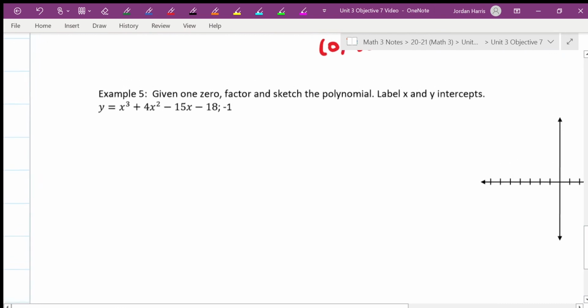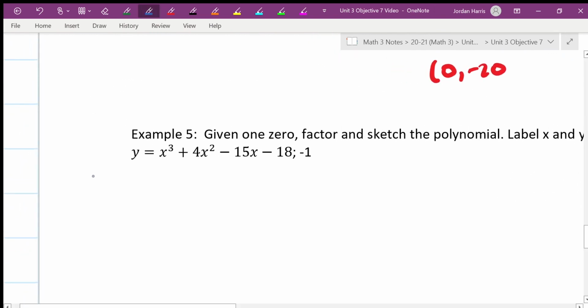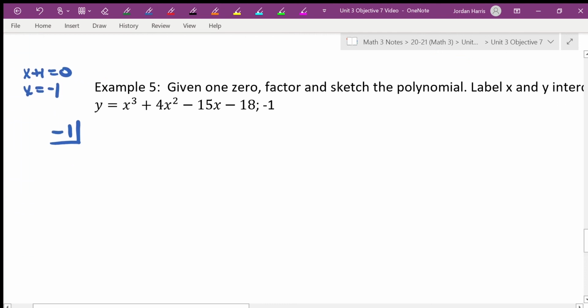Okay, giving us the 0 helps for synthetic division. I know what I'm going to put in the box. It's negative 1. But a lot of people forget that they also need the factor, right? When we write it out, we're going to take out this factor. So what factor gives me negative 1? Well, x plus 1, right? So I'd subtract 1. That would give me the 0 of negative 1. So x plus 1 is my factor.